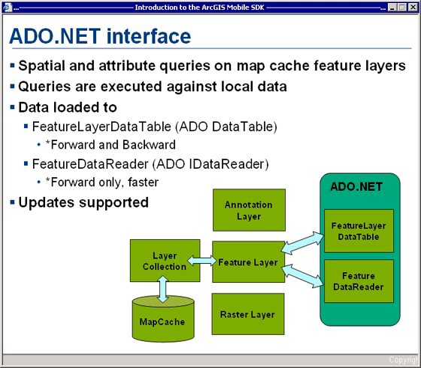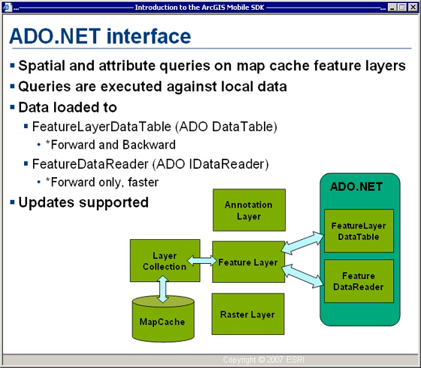Okay, so I mentioned that we can edit against feature layers. You'll see on this slide here, the way we've gone about this, or we've exposed it to the developers, is through the ADO.NET interfaces. So you can perform spatial and attribute queries on the map cache, so we can search through the feature layers themselves. The queries are executed against the local cache. You can also load the data directly into a feature layer data table, which is really just an ADO data table.